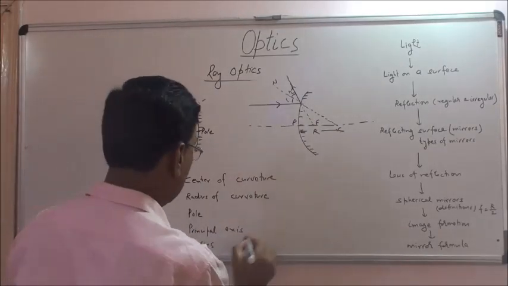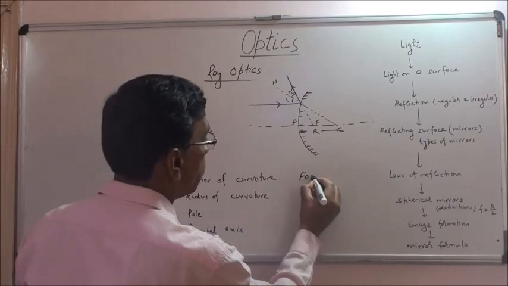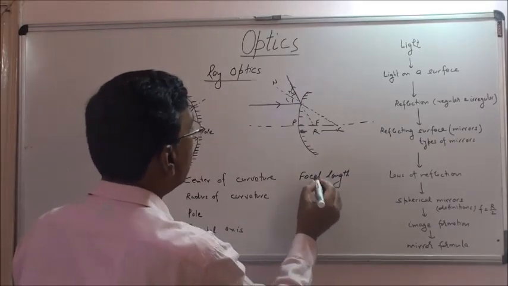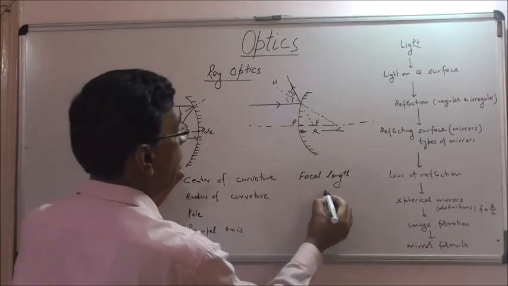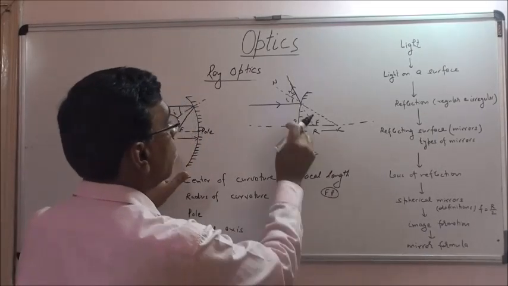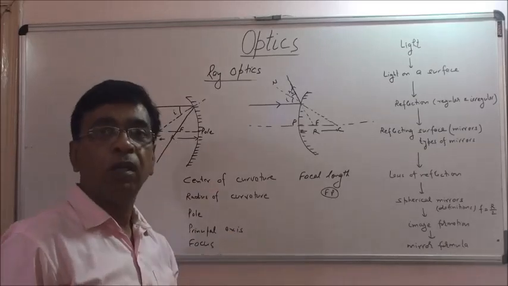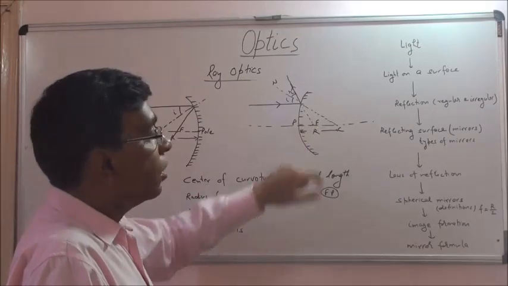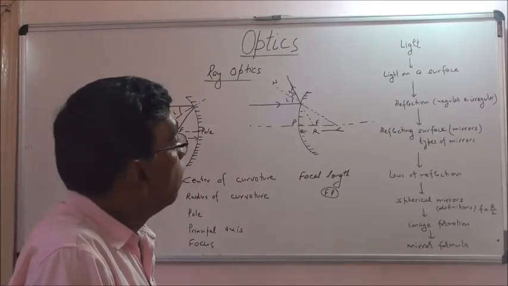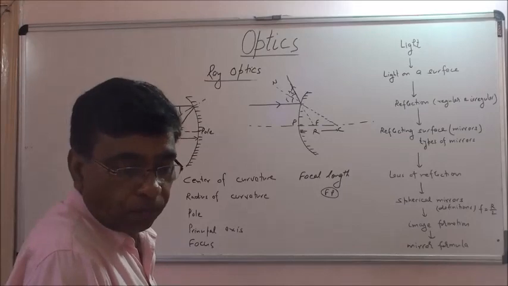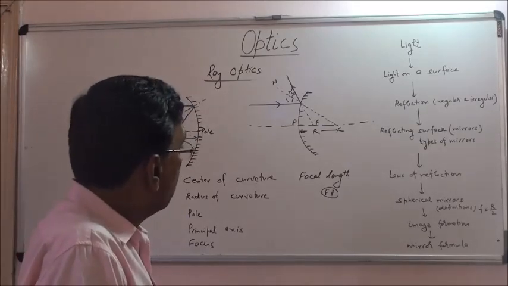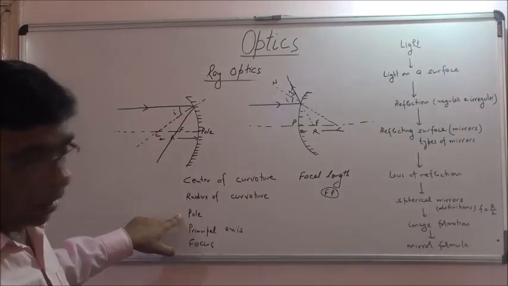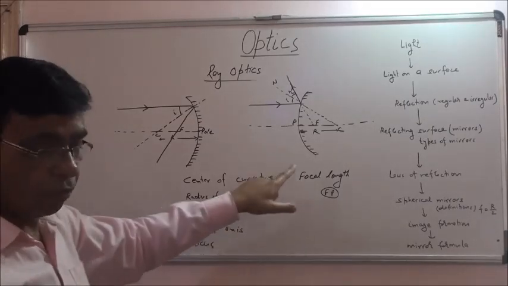Okay, and then another definition related to this is focal length. Focal length is this distance, FP, the distance between pole and focus. So: center of curvature, radius of curvature, pole, principal axis, focus, and focal length.